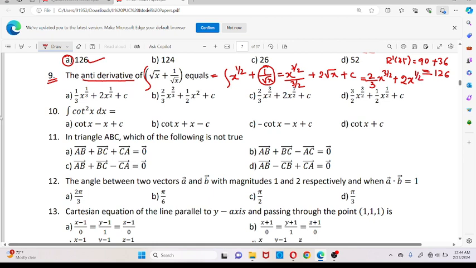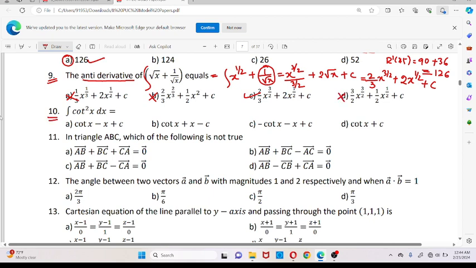Because if you observe the options, there is no root x. That's what I have to simplify. So if you go through these, I think option C will be the right answer, because here there is x square, here 2x to the power 1 by 2, and 1 by 3. So option A, option B and option D will be the wrong ones.